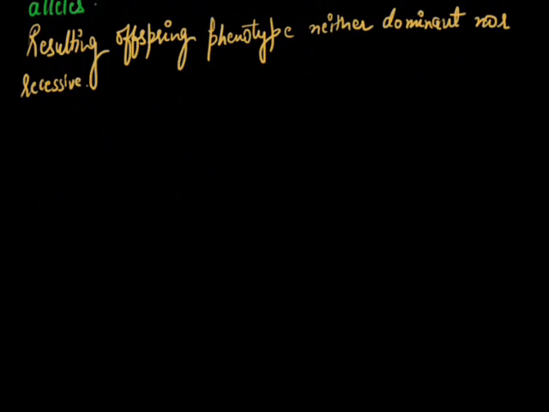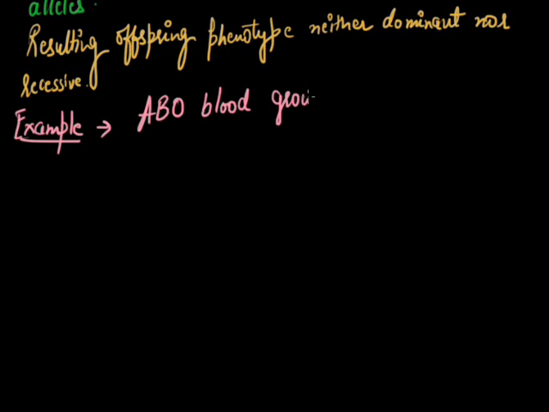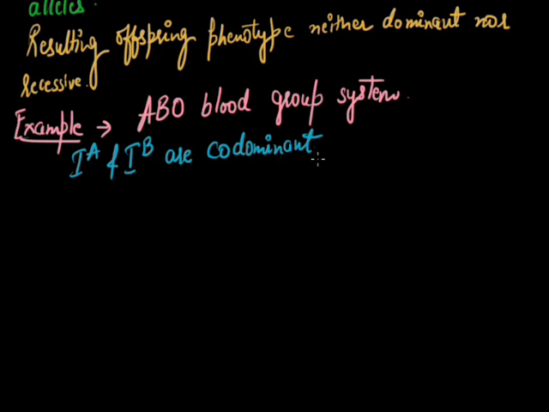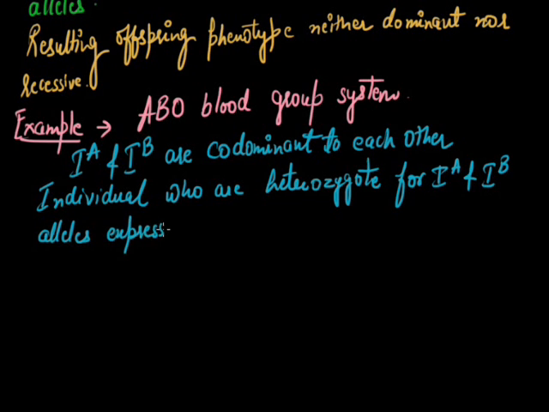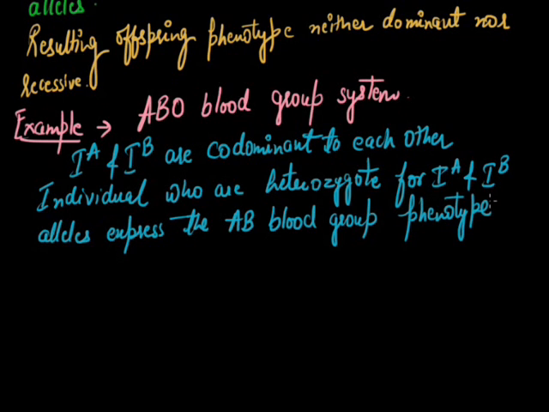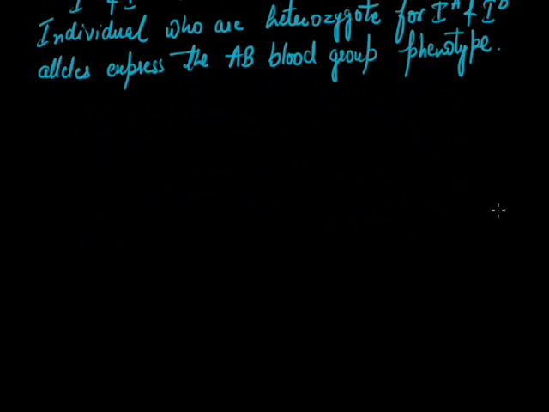A very good example of codominance is the ABO blood group system. I'll show how this is an example of codominance. If IA and IB are codominant to each other, individuals who are heterozygote, having both the A and B alleles, IA and IB, express the AB blood group phenotype. That's why IA and IB alleles are codominantly linked.